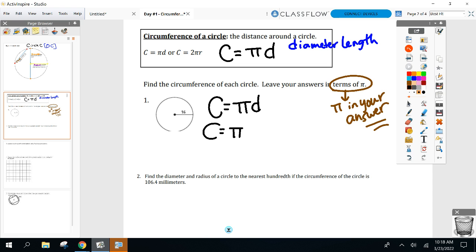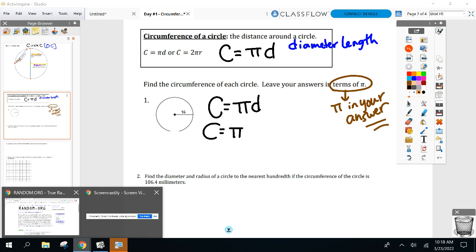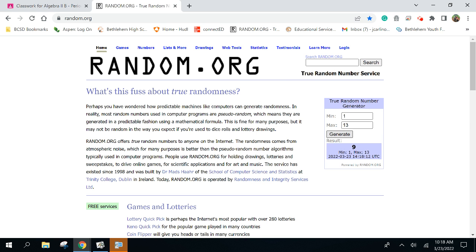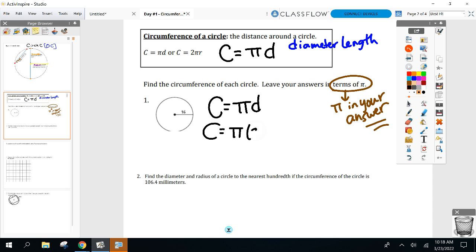If the radius is 16, what do I do to get the diameter? Double it. Exactly. So instead of 16, what do you want me to plug in for D? 32. So everyone all right? Why I'm plugging in 32 for D? Whoa. There's no need for that pi button. Why?